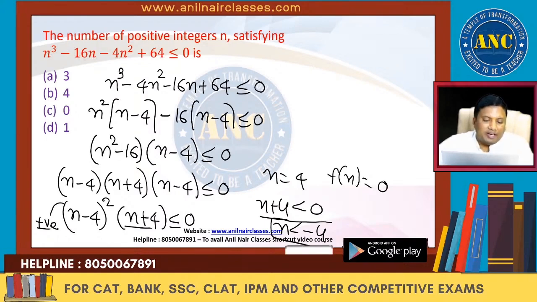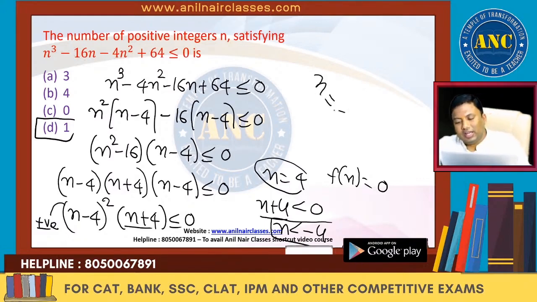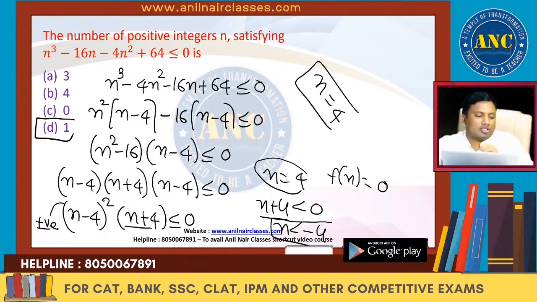Let us see if I take n greater than minus 4: 0, 0, 0, 0, 64. 64 less than 0, not possible. At n equivalent to 4, 4 cube, 16, 64. So only one value n can take such that this inequality is satisfied, and that value is n equivalent to 4. Good question, sir. So probably just interchange these two, you will get the answer.